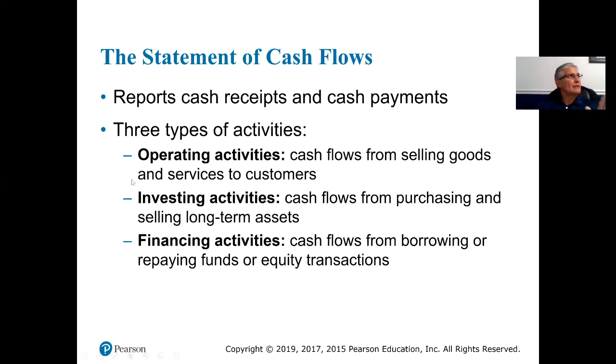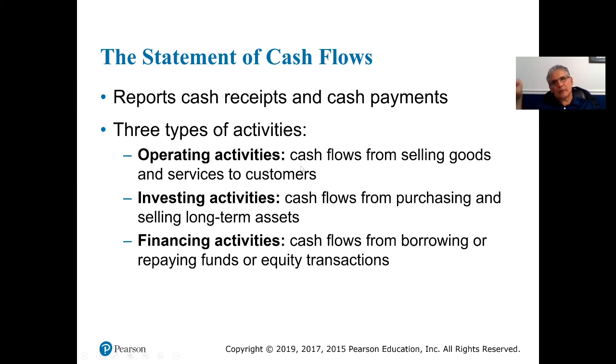The last of the four financial statements is the statement of cash flows. The statement of cash flows reports the cash receipts and cash payments. We talked about that. And we talked about the three areas: operating activities, investing activities, and financing activities. Now let's get a little bit more definitional on these. Operating activities includes cash flows from selling goods and services to customers. So this is about as close as you're going to get to the income statement.